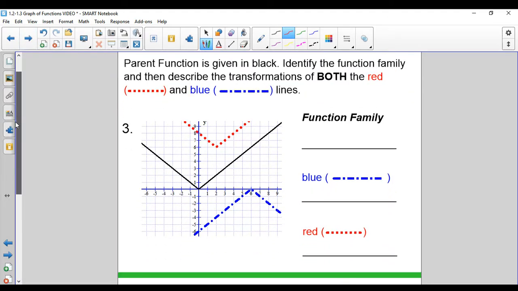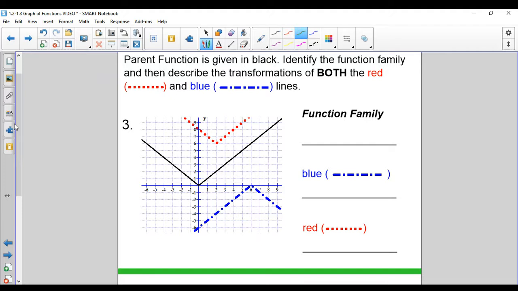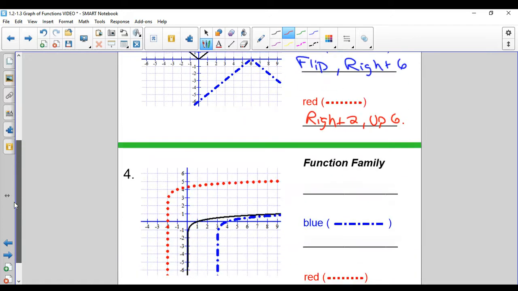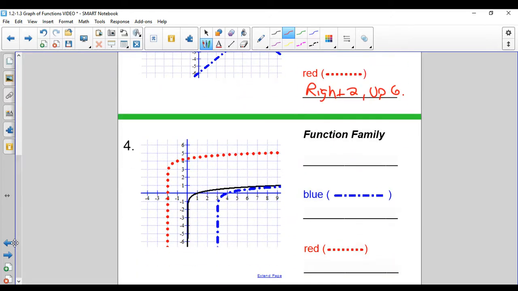2 more. We got an absolute value function. So in the blue one, we got a flip. We got a flip happening, and we moved right 6, and that was it. Last one, the red one, no flip, no stretch, no compression. We went right 2 and up 6. That's all we got. Think you guys are getting the idea? Let's check out one more.